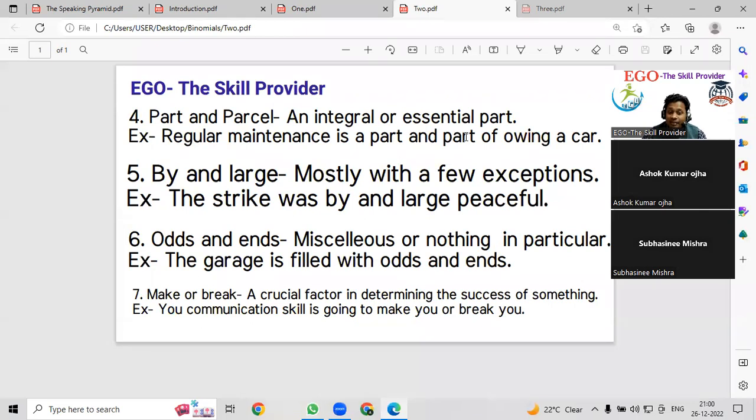So what is that? It is a very crucial factor in determining the success of something. Whenever something is called crucial, it is very crucial. Crucial means very important. It is a factor, a very important factor.